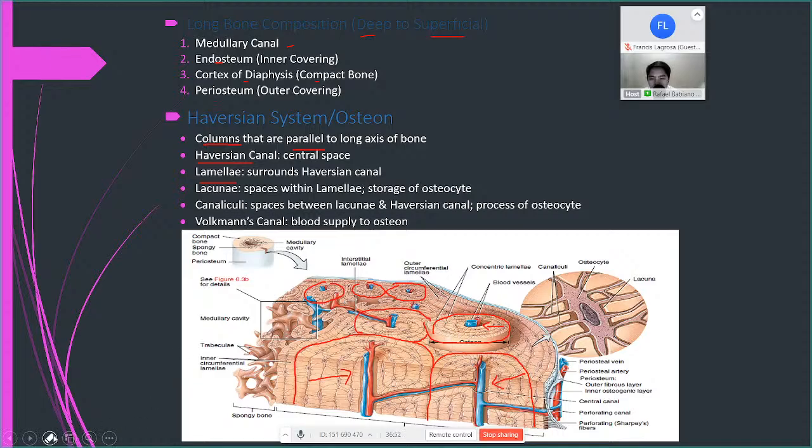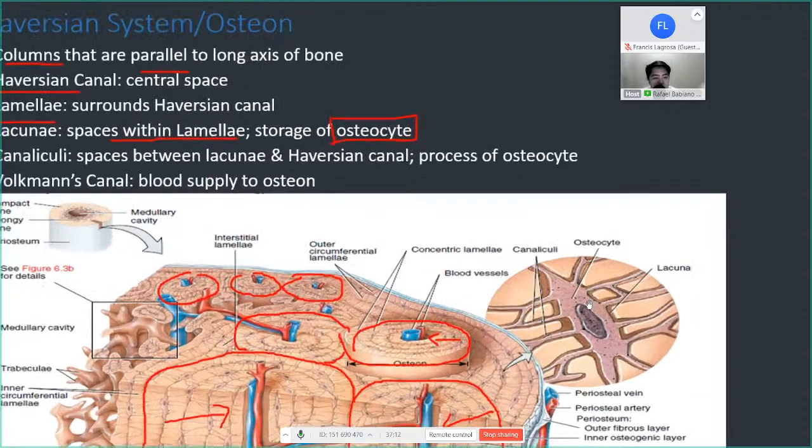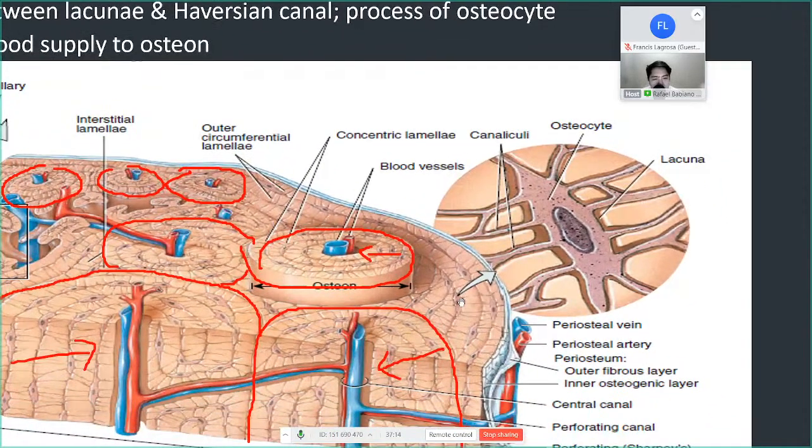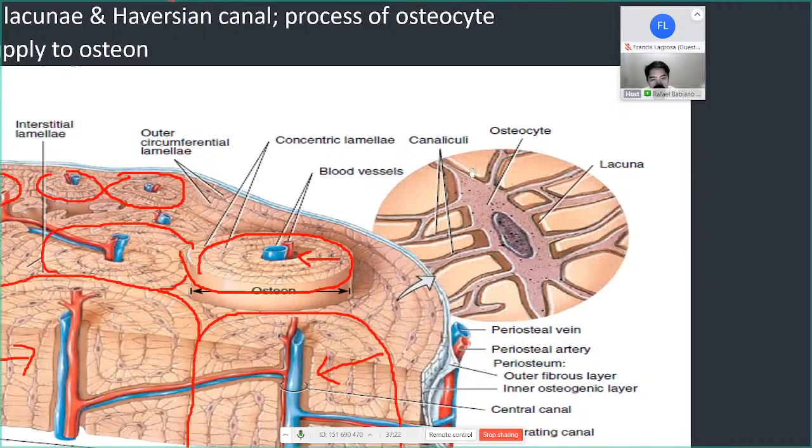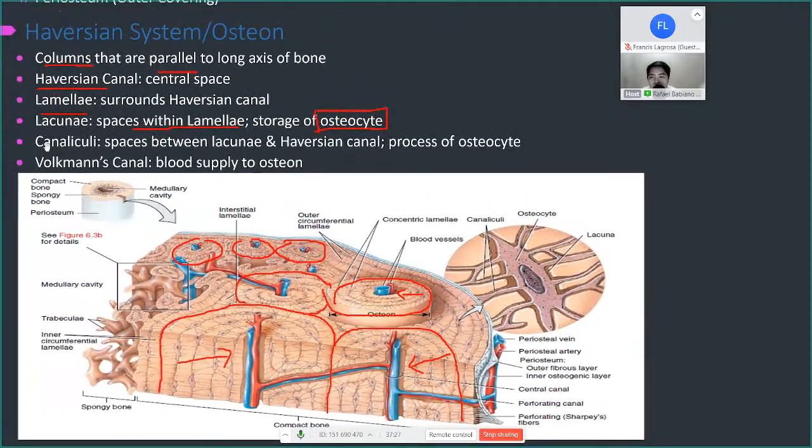Then you have your lacunae. Okay? These are spaces within the lamellae, the storage of osteocytes, very important because they are the storage of osteocytes. The osteocytes are the regulators of the cells, the osteoblast and osteoclast, and also the flow of minerals in and out of the bone. So very important. If you zoom in right here, you see the black dots, those are lacunae. If you zoom in more, this is how it looks like. They have osteocytes inside.